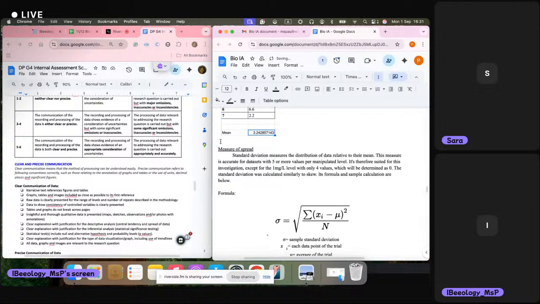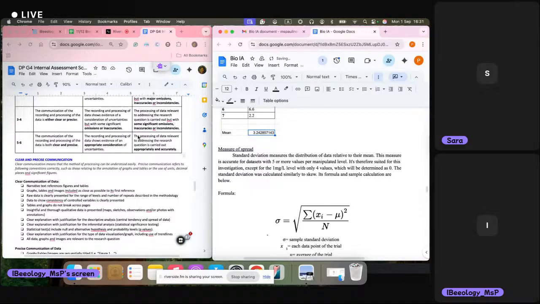Right? Because if you say standard deviation measures distribution of data relative to their mean, you are just giving me the definition of what standard deviation is, but it's not necessarily explaining why it is ideal or essential to your data processing. Okay, because that is what we're looking for: the processing of data relevant to addressing the research question is carried out appropriately and accurately. You want to establish that you are doing this because it is essential to your data processing.